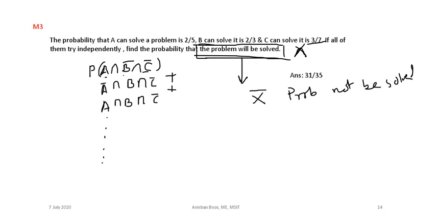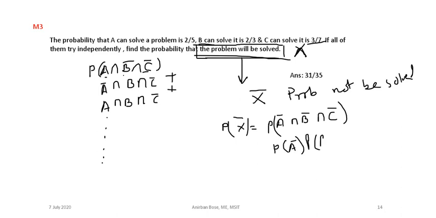So this we can easily find out, because X bar can happen only in one way. And what is that way? A will not be able to solve the problem, B will not be able to solve the problem, and C will not be able to solve the problem. To find the probability of this event, since they are independent, it will be the product of their probabilities. Okay, so this is the basic idea to find the probability of this complementary event.